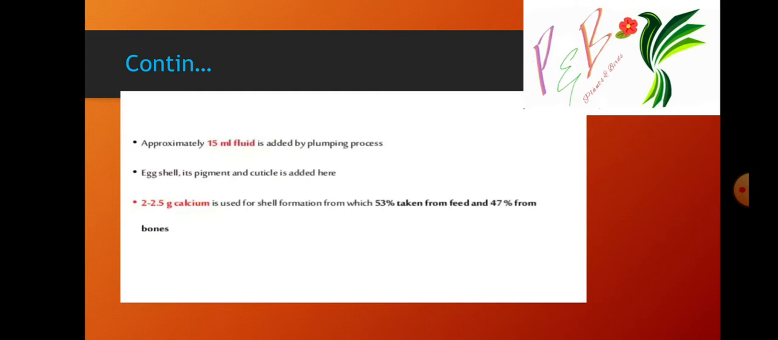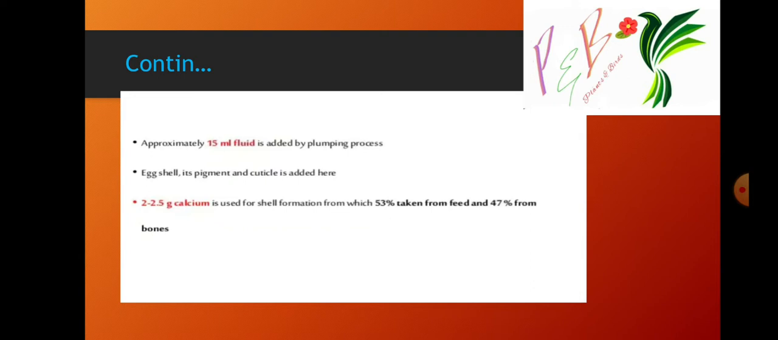Next, approximately 15 ml of fluid is added by the plumping process, where fluid is added in the eggshell. Pigment and cuticle are added here in the eggshell, as I told, in the shell gland.